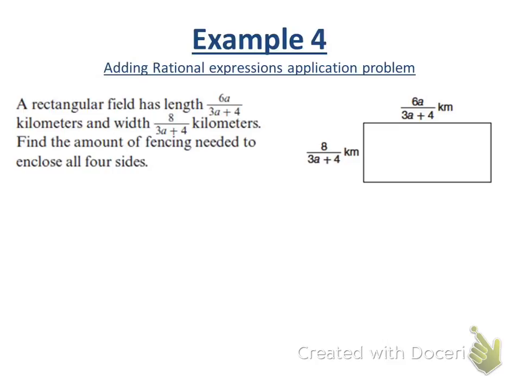Last example from this lesson. A rectangular field has a length of 6a over 3a plus 4 kilometers and a width of 8 over 3a plus 4 kilometers. Find the amount of fencing needed to enclose all 4 sides.